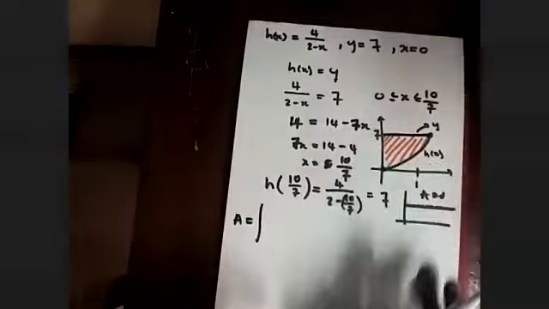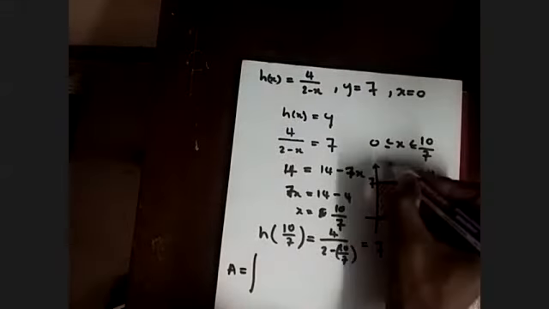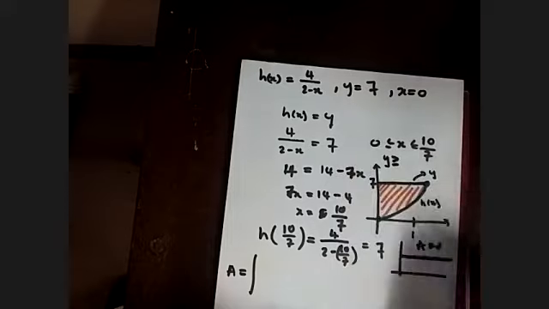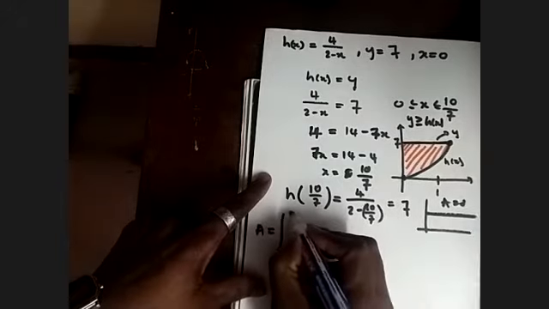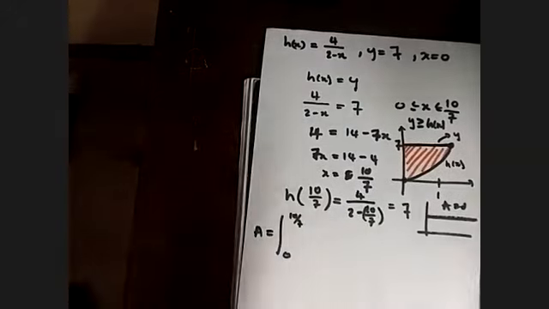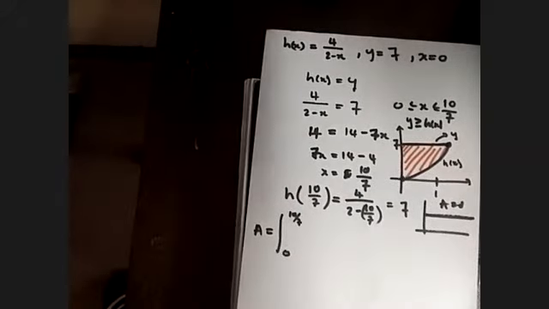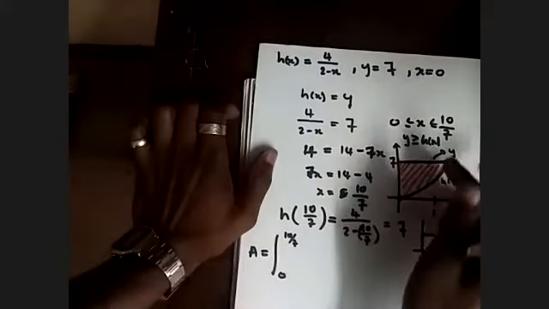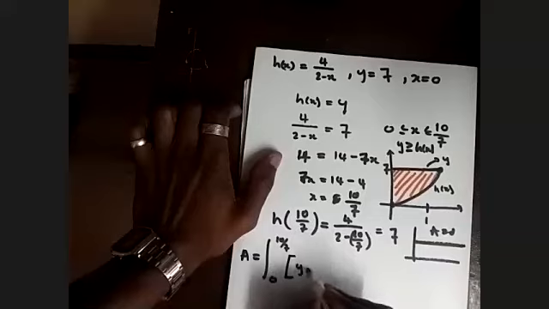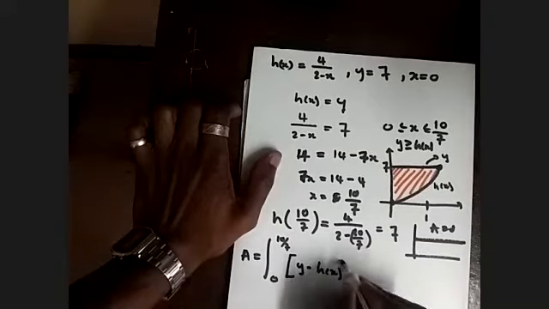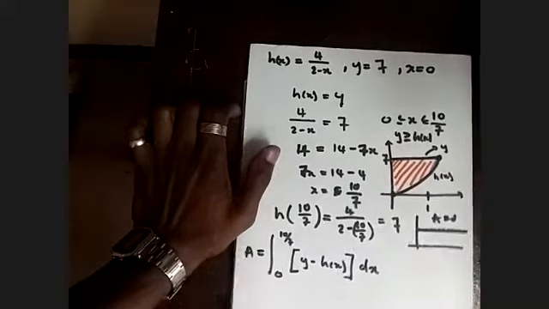Oh, we did not define. We are going to define that our y is greater or equal to h at x. You know what that thing means. So we're going to move from 0 to 10 over 7. Okay, guys, we are running out of time now. So when you have something like that, we're going to have this function, y minus h at x, dx. Are we fine with that?